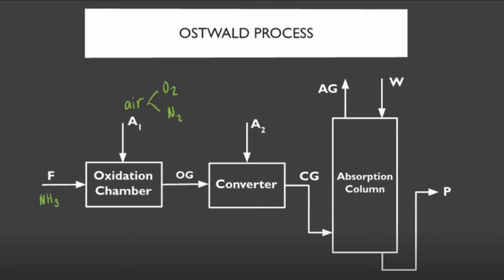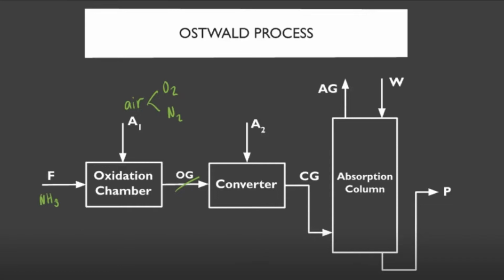After the oxidation chamber, the OG here stands for oxidation gases. That is the effluent of the oxidation chamber, and that goes into the converter, wherein the main goal is to convert the produced nitrogen monoxide to nitrogen dioxide. There is also some nitrogen dioxide produced in the oxidation chamber, but it is usually at a very low amount. And we need to use a converter to make sure that the nitrogen dioxide is in appreciable levels in the converter gas. The converter gas is the effluent of the converter.